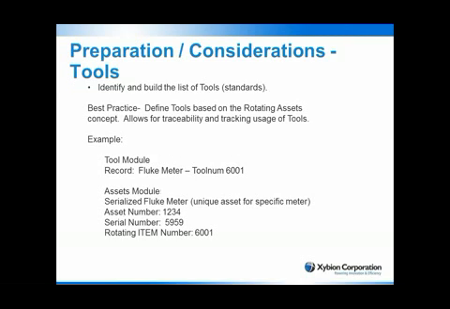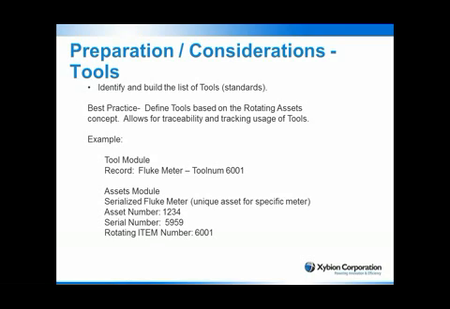Okay, so that was the assets, where you would start with assets. The second area for preparation and considerations would be for tools. So this is to identify and build your list of your tooling or your standards or measurement and test equipment. The way Maximo wants this to work, the best practice for doing this is to define your tools using the concept of the rotating asset. This will give you the traceability that you'll eventually need for tracking the usage of these tools.